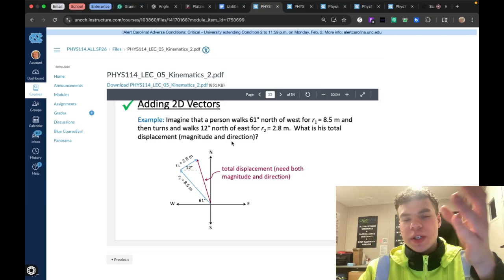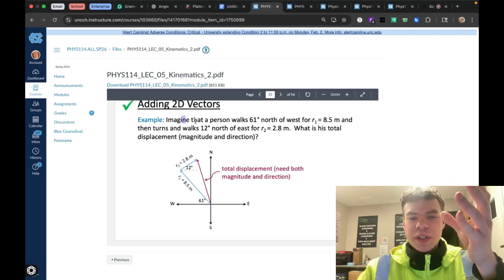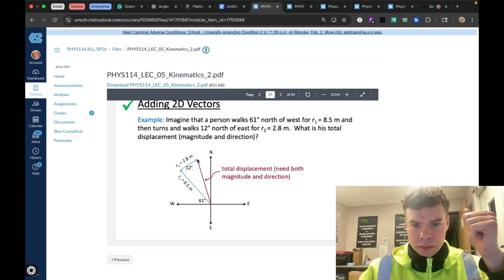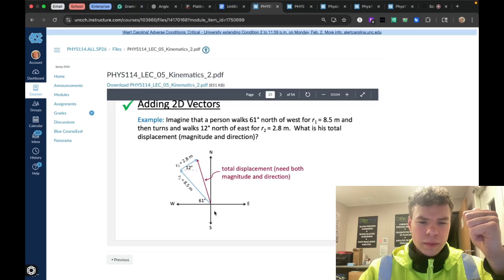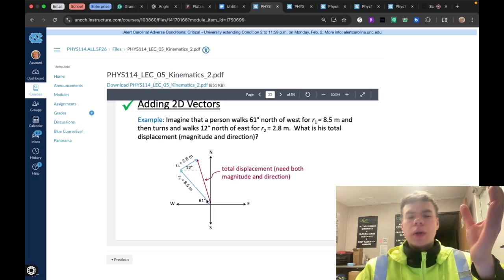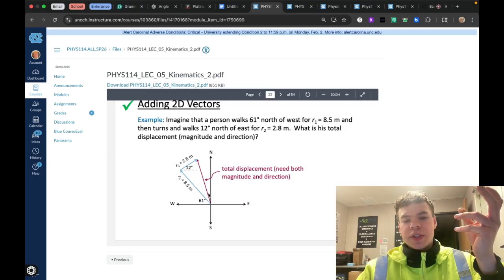So maybe I need to read the question. Yeah. So imagine that a person walks 61 degrees north of west. So they walk this distance, and then turn and walk 2.8. So they turn around. Oh, wait, no. Yeah, this is R1. That's why I'm so confused, because this should be 61 degrees, but they're saying this is 61.